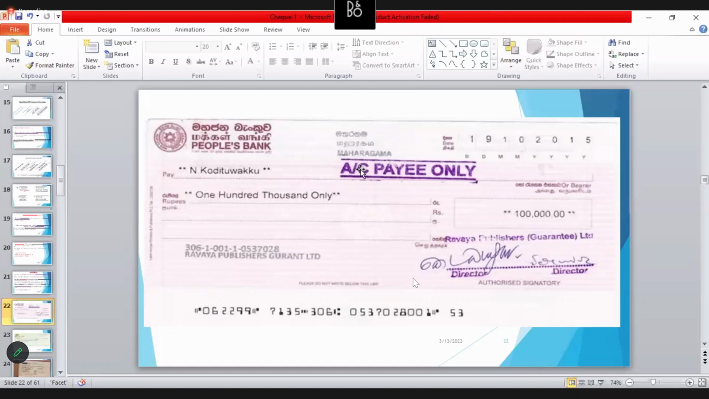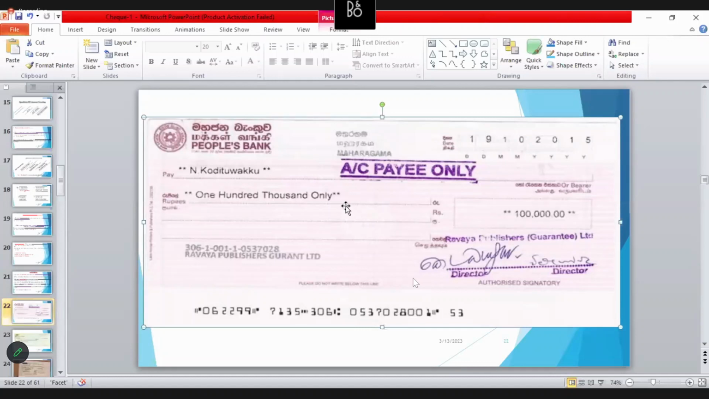Here, mention account payee check. Okay. So the director of the Limited Guarantee Company signed the check. The company wrote a check to N Kodithuvakku. Right? So Kodithuvakku is a person, the owner of the check. Now Kodithuvakku goes to People's Bank, and People's Bank sees that in the check, account payee only. The check mentioned account payee only.